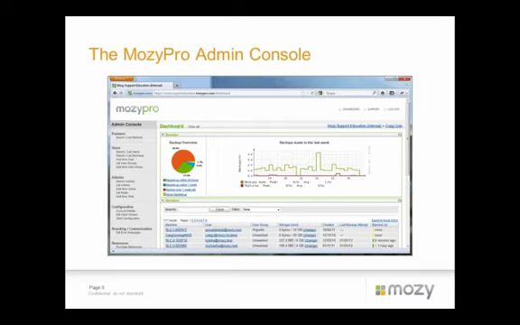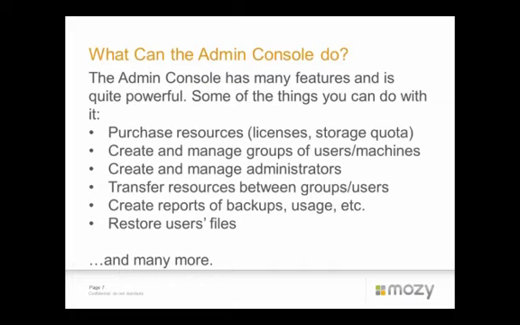All right, so let's actually take a look at the admin console, just to kind of review what we can do. We can purchase resources, that's buy more licenses for computers or assign quota. We can create and manage groups of users or machines. We can create and manage administrators. We can transfer resources, that's keys and quota, between groups and users. We can create reports of backups and what kind of usage we're getting out of our investment in MozyPro. And then we can, of course, restore files.